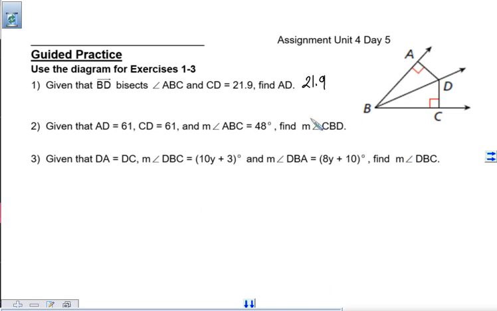On number 2, we are given that the length of AD is 61 and the length of CD is also 61. This means we are again dealing with an angle bisector. We know that angle ABC, that is the large angle, is 48 degrees, and we are looking for the measure of angle CBD. How would we find the measure of angle CBD? We would divide 48 by 2, and that would get us 24 degrees for the measure of angle CBD.